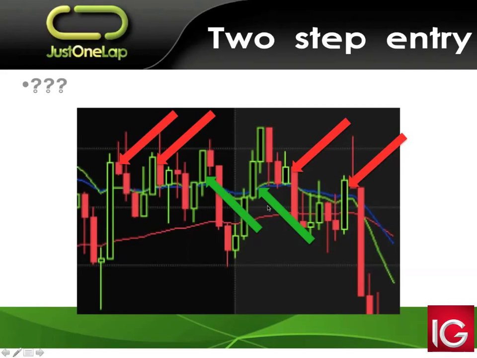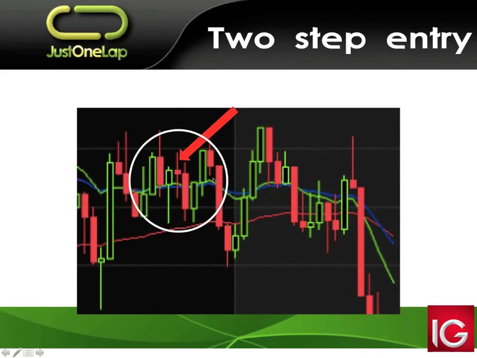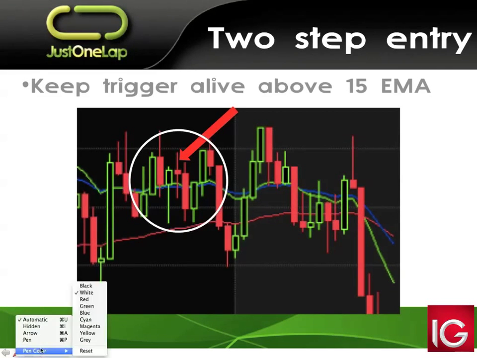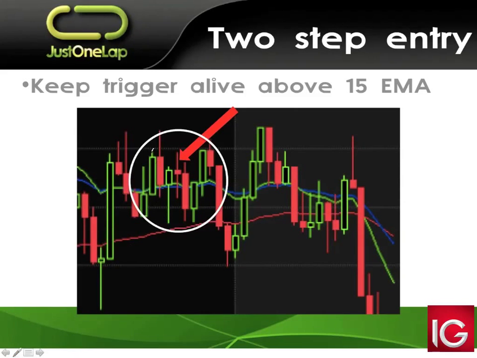Well, let's drive into this little bit here, which basically says my trigger remains active. So let me call that pen again. There was my trigger candle. I'm looking for a close above it. On that day, we don't close above the trigger, but you note down here, we don't close below the 15 either. My trigger is still active. What I'm looking for is a close above that level there. Let me draw it better. I'm looking for a close above that level.